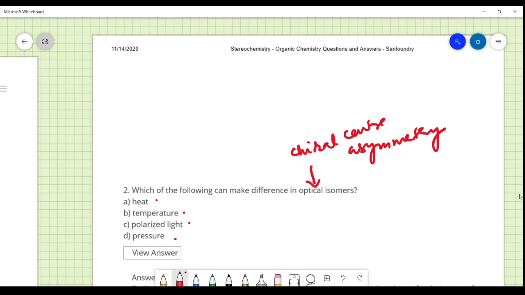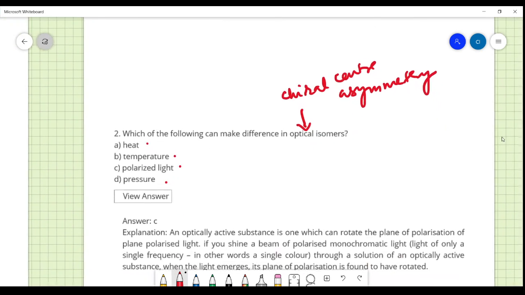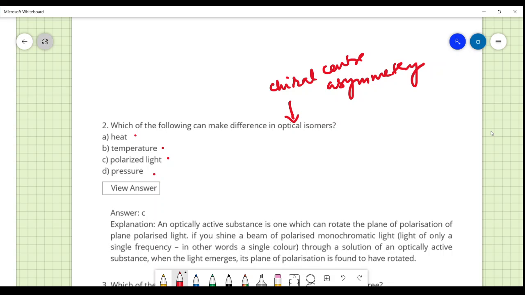What is polarized light? Plane polarized light is light which is restricted to one plane of polarization. So C is the right answer there. An optically active substance is one which can rotate the plane of polarization of plane polarized light. So it has a rotation in different directions.